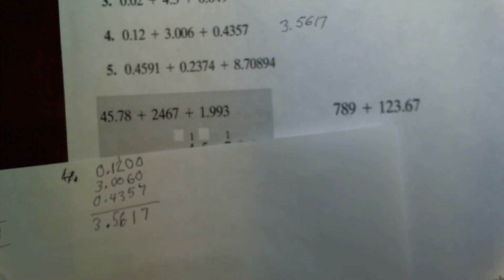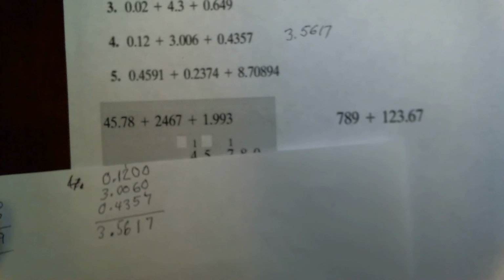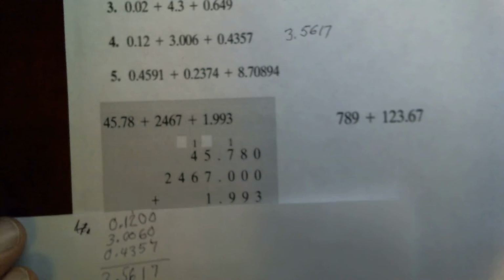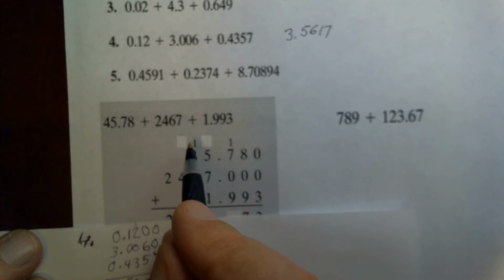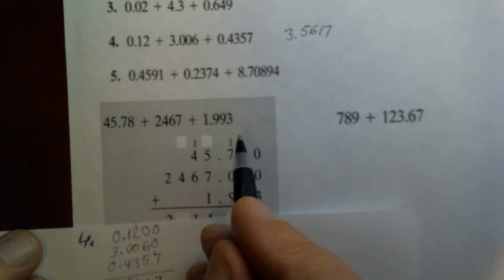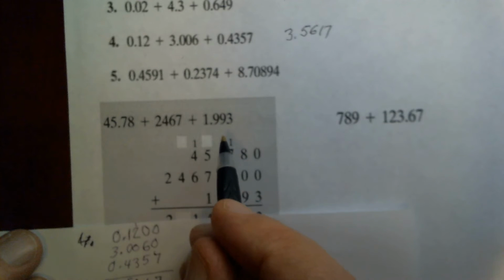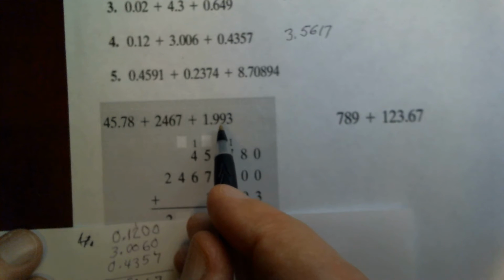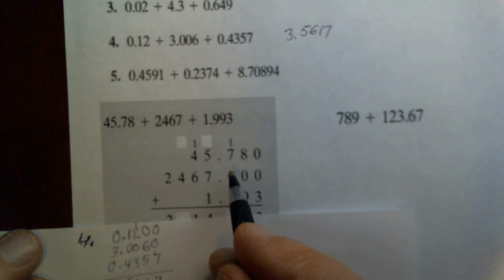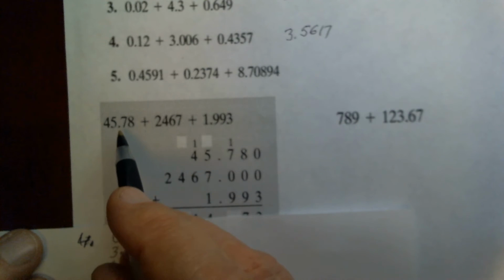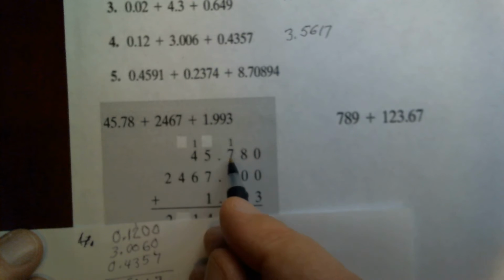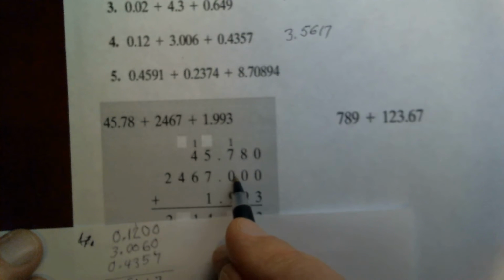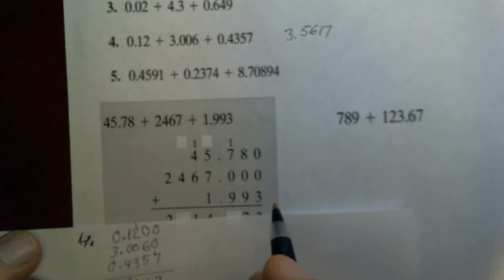And here's a guided solution. Here are 3 numbers, 45.78 plus 2,467 plus 1.993. Again, the maximum number of decimals for the addends is 3, so we add zeros. We add 1 zero to 45.78, make it a 0 here, and then we add 3 zeros to the decimal. They have 3 decimals here, and then 1.993.